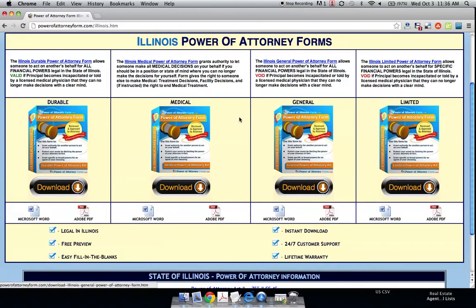So all these four forms are really great, and to make these legal, just remember you have to have these forms notarized. In order to get something notarized, you can go to a branch bank anywhere, and they'll most oftentimes do it for free if you have an account. If not, they'll just charge a small fee.